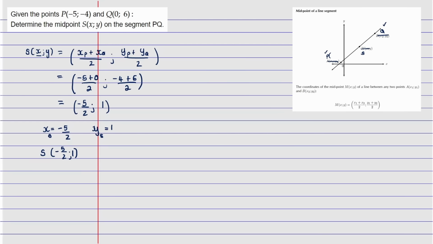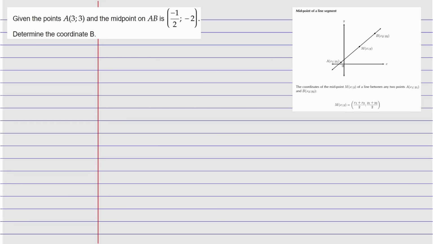So now let's do a situation where they gave you a point and the midpoint, and they didn't give you the other coordinate. Then you need to solve for the other coordinate, right? So let's read the information. It says, given that point A, right, which is (3, 3), and the midpoint on the line AB, right, is (-1/2, -2). Determine the coordinate B.